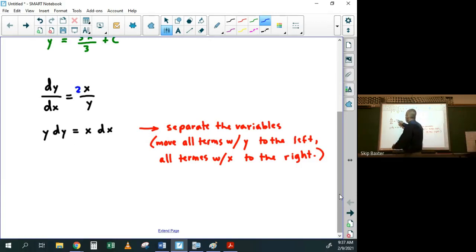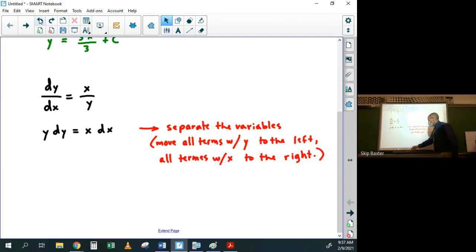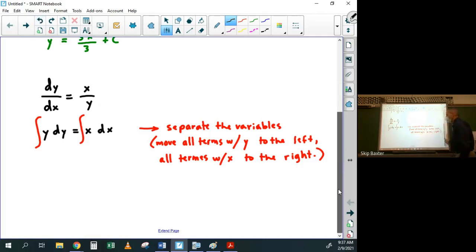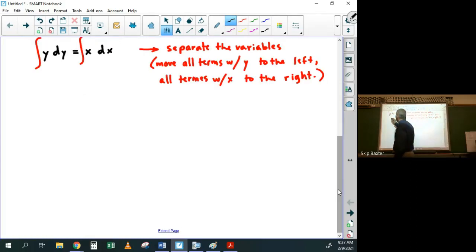Okay, I'm going to erase that too. All right, so from here, everything's the same. You're just going to integrate both sides. Okay, so now on the left, instead of just getting y, you have y squared over 2 plus c. I'm going to write c1 or something. Because then on the right, I'm also going to get x squared over 2 plus c. But this is a different c.